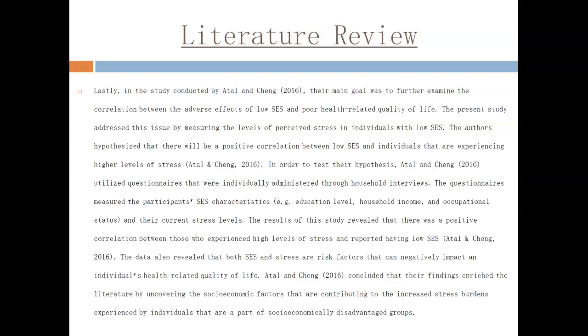The questionnaires measured the participants' SES characteristics, for example, education level, household income, and occupational status, and their current stress levels. The results of the study revealed that there was a positive correlation between those who experienced high levels of stress and reported having low SES. The data also revealed that both SES and stress are risk factors that can negatively impact an individual's health-related quality of life. Adel and Cheng concluded that their findings enriched the literature by uncovering the socioeconomic factors that are contributing to the increased stress burdens experienced by individuals that are a part of socioeconomically disadvantaged groups.